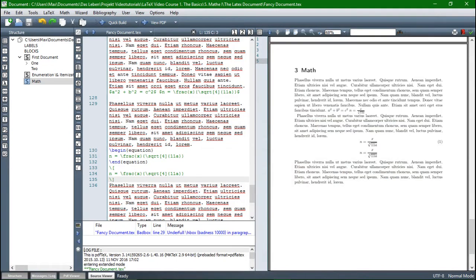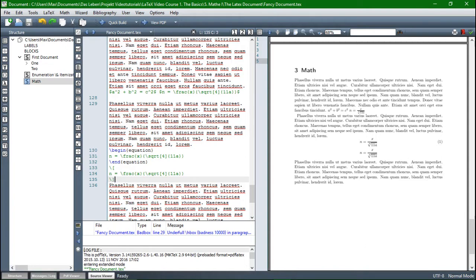Now let's move on to different commands for mathematical expressions. We want to cover the most important ones in this video, but as a general rule, if you are searching for something, just use Wikibooks. We will link it in the description below. You will find almost anything there, and you can also use Google as well.